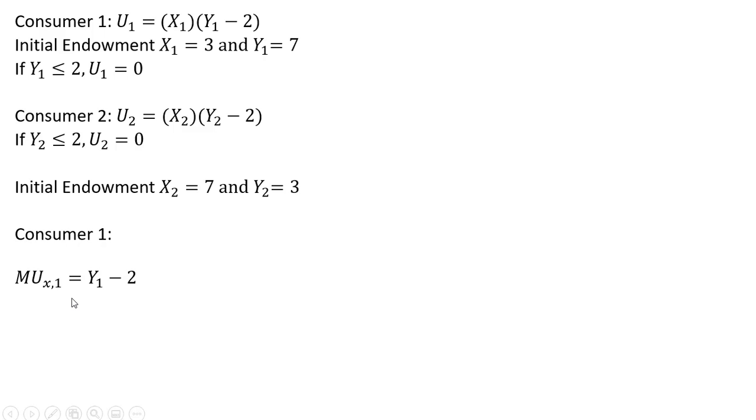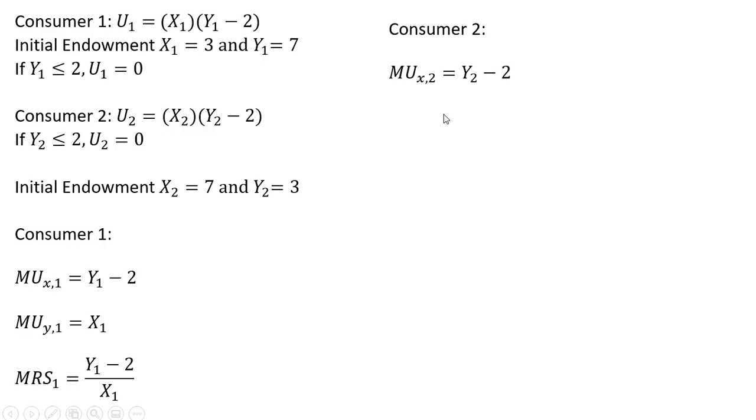For consumer 1, we're going to take the partial derivative of the utility function with respect to x, and we get back the following. The marginal utility of good x is just y minus 2. And we get the marginal utility of good y by taking the partial derivative of the utility function with respect to good y, and we get back x. Forming the marginal rate of substitution, the marginal utility of good x over the marginal utility of good y leaves us with this result. Consumer 2, basically the same thing.